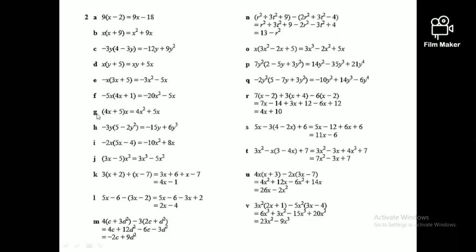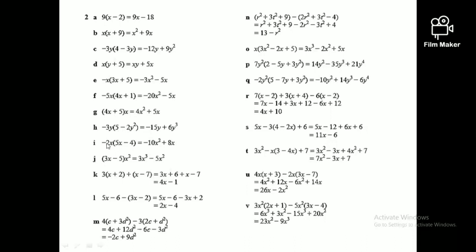Then you can work out this expression. You can multiply like this. X into 4x is 4x squared. X into 5 is 5x. With that, you can obtain this answer, right? Then if you come to part H, minus 3y into 5 is minus 15y. Minus 3y into minus 2y squared: minus 3 into minus 2 is plus 6, y into y squared is y cubed. So your final answer is minus 15y plus 6y cubed, right?